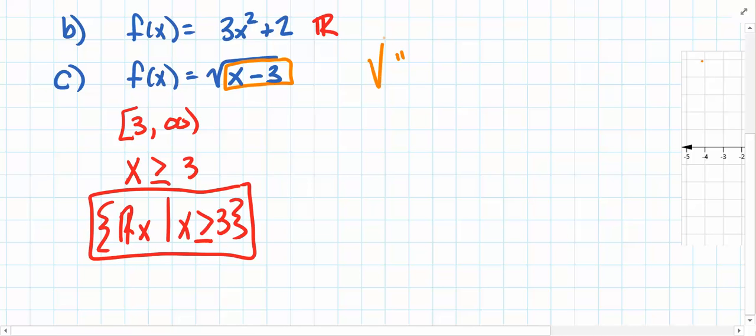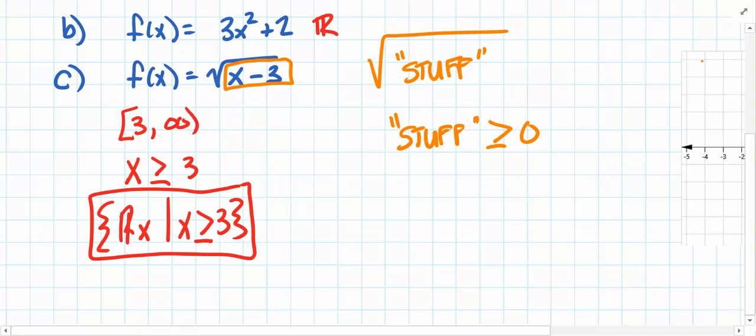Whenever you have the square root of stuff, in order to find the domain, whatever the stuff is, whatever it happens to be, it must be greater than or equal to 0. Make sense so far? So look what I had here. The stuff in this case was x minus 3.